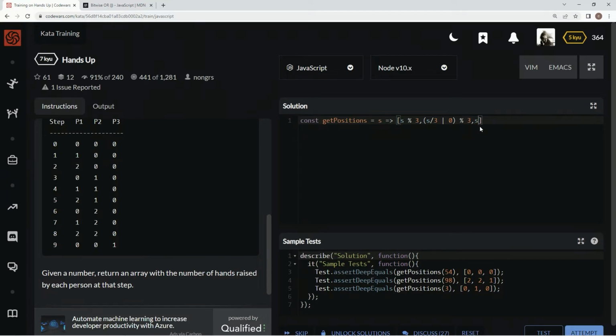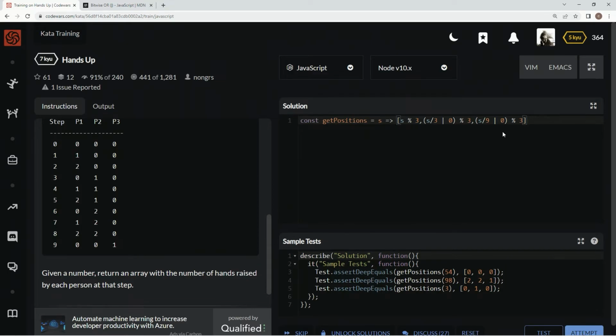So let's go S divided by 3, right? Let's wrap this in parentheses too. Not 3. What am I saying? 3 times 3. 9. Okay. Now let's wrap this in parentheses. Let's put a bitwise OR after that with 0. And let's do that remainder operator 3 as well.